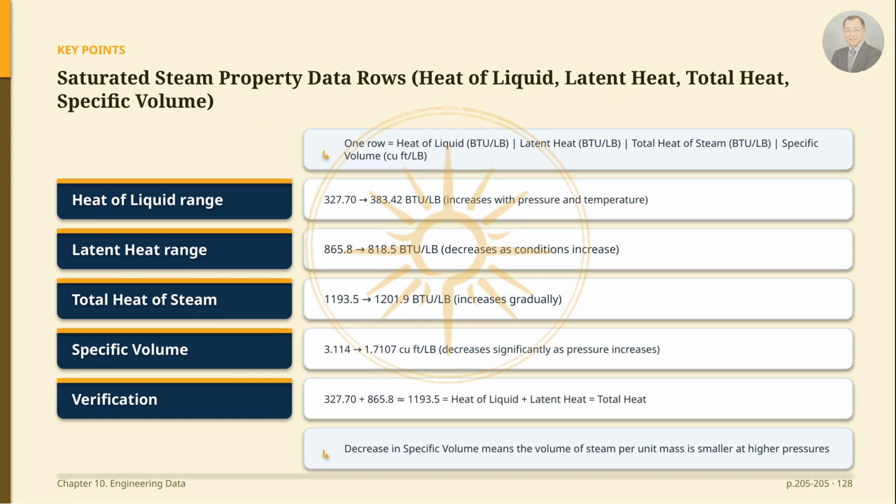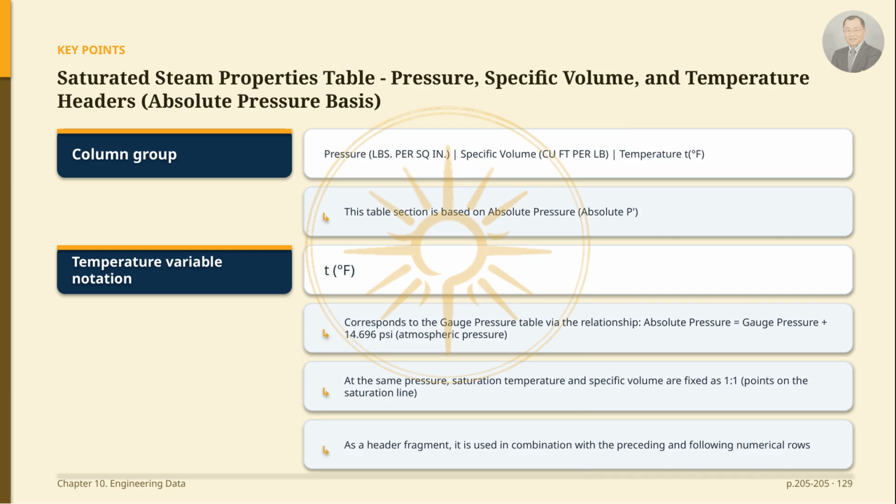The specific volume decreases significantly from 3.114 to 1.7107, which means that as pressure increases, the volume occupied by the same mass of steam becomes smaller. These values are used to determine the flow rate and cross-sectional area of steam piping, as well as the heat quantity. This segment shows the headers for the pressure, specific volume, and temperature columns of the saturated steam properties table. Here, pressure is expressed in pounds per square inch, specific volume in cubic feet per lb, and the temperature variable is lowercase t in degrees Fahrenheit.